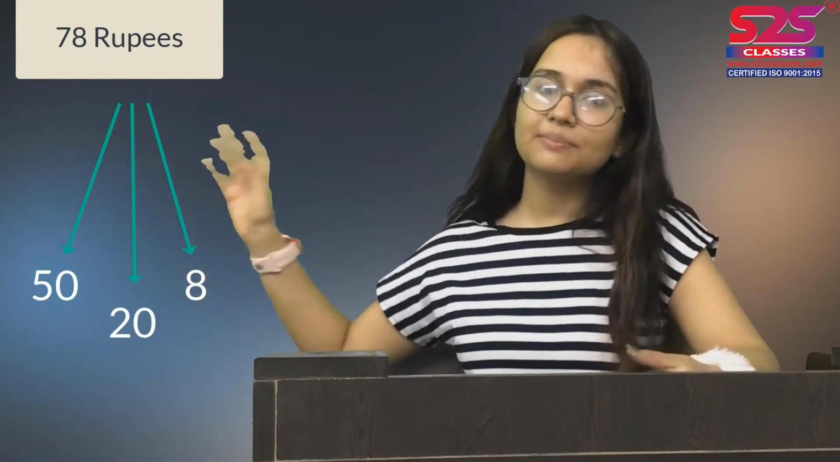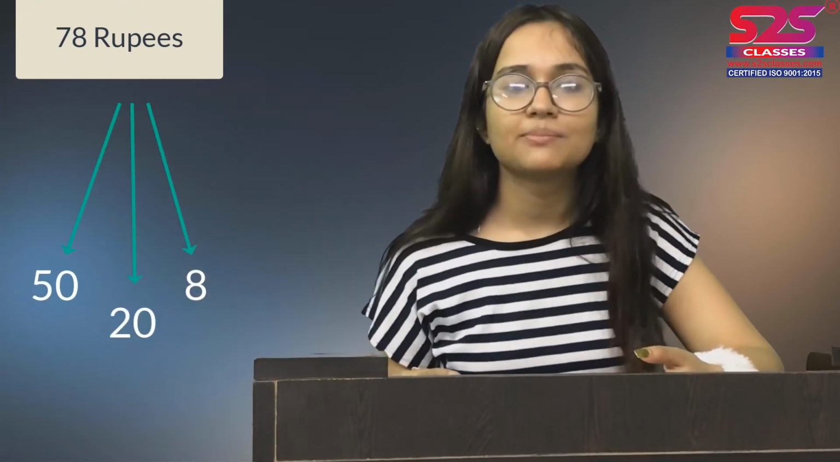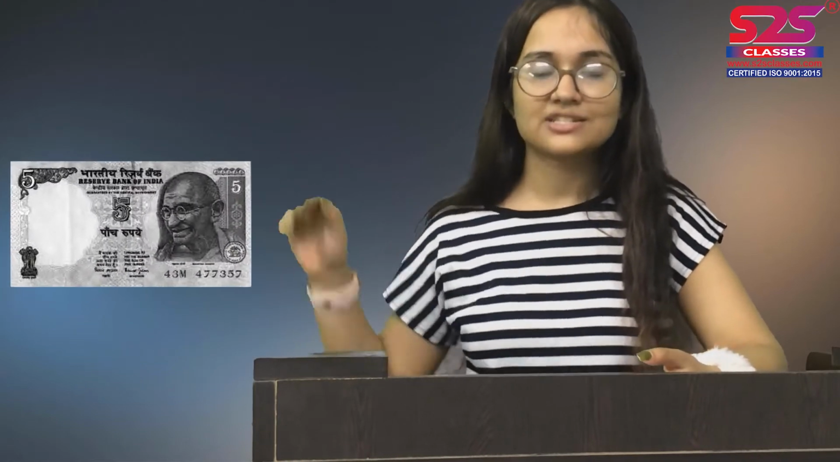Then you have 78 rupees. For 78 rupees you can take a 50 rupee note. Let's break it into 70 plus 8. For 8 you can simply take a 5 rupee note, a 2 rupee coin and a 1 rupee coin. For 70 you can take a 50 rupee note along with a 20 rupee note, which will make 78 in all. So this is how you need to do this for all the amounts of money given in your textbook.